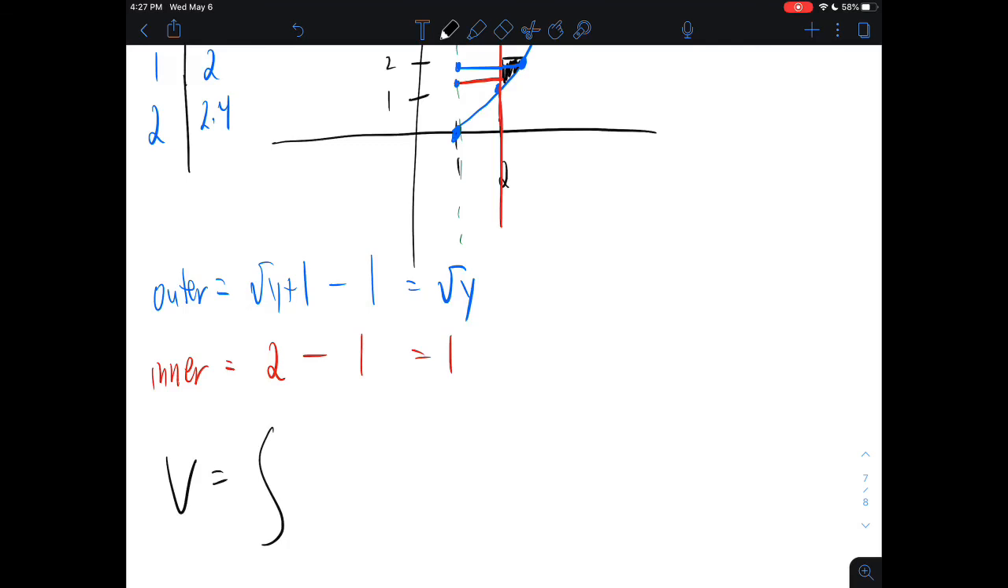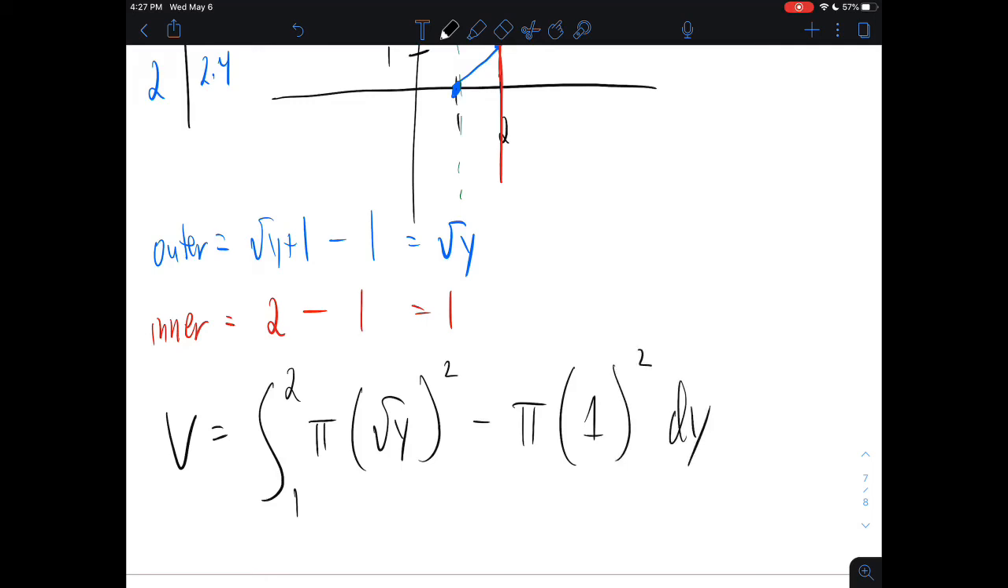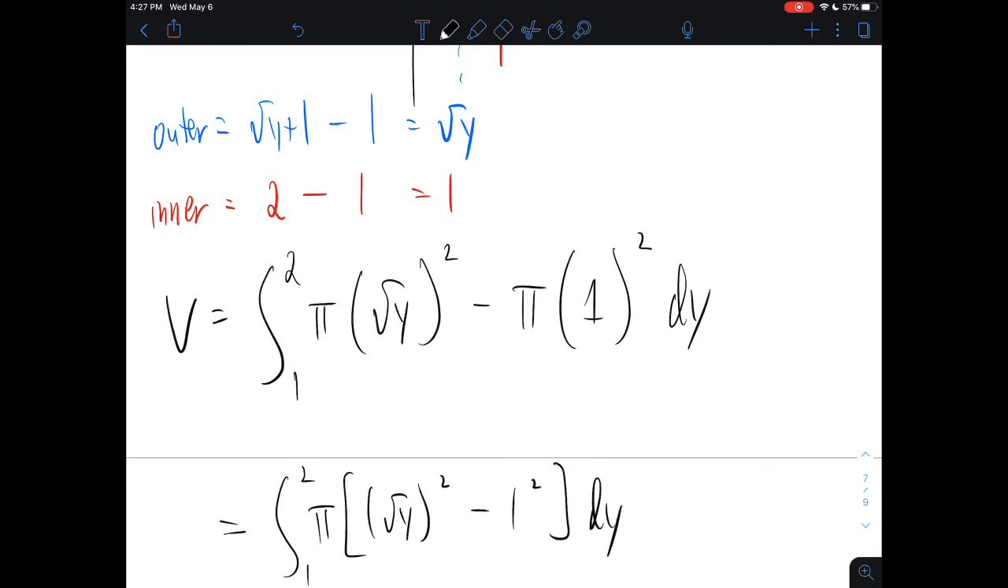is integrating from y equal 1 to y equal 2, pi times the outer radius, square root of y, quantity squared, minus pi times the inner radius, 1, quantity squared, dy. And the way that this actually appears as the choice that you can pick from in the problem, this is a multiple choice problem, is the integral from 1 to 2 of pi times square bracket, parentheses square root of y squared minus 1 squared. And then that's it.